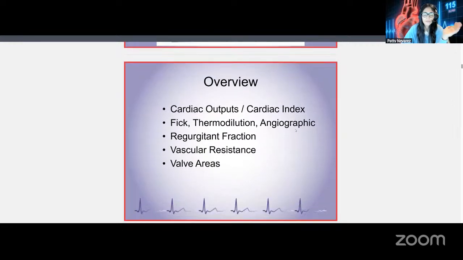All right. Now, the first concept that we talked about coming into this class was cardiac output. Okay, so the concept of cardiac output is the amount of blood pumped by the heart per minute. So it will be liters per minute. And we're going to talk about the units here in a little bit. So in this section, we're going to talk about cardiac output, and different ways to get cardiac output, Fick, thermodilution, and angiographic. We're also going to talk about regurgitant fraction, vascular resistance, and valve areas.